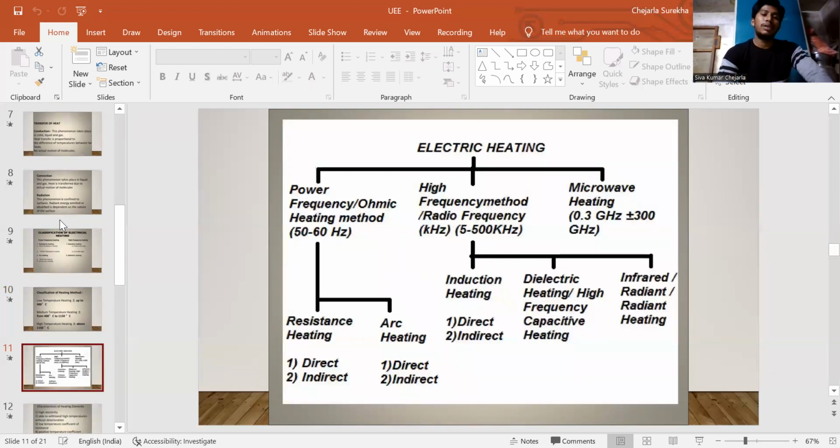And electrical heating is classified into types, as shown in the figure: power frequency and high frequency or micro heating. Power frequency is of two types: resistance heating and arc heating. And the high frequency types are induction, dielectric, infrared, and micro. These are again classified into direct and indirect.